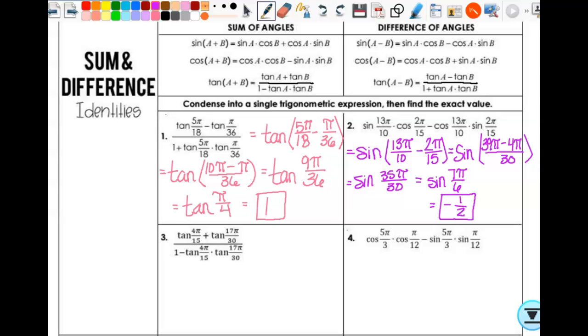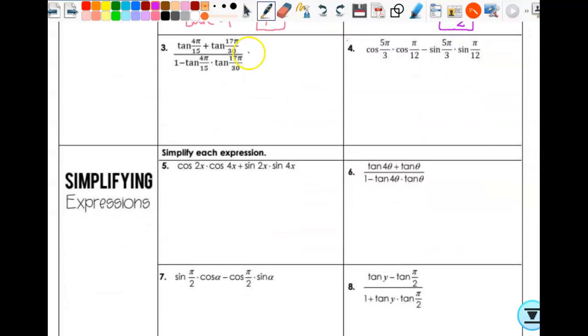All right, sweet. Okay, number 3. This matches this whole thing, right? This is my A, this is my B. So tangent of A, this whole thing. So I'm not messing with this hot mess of a fraction right here. Since this equals tangent of A plus B, that's literally what it's going to turn into, okay? So this is going to become tangent of A, which is 4 pi over 15, plus 17 pi over 30. You finish that up. Wow me with your 4th grade math skills.